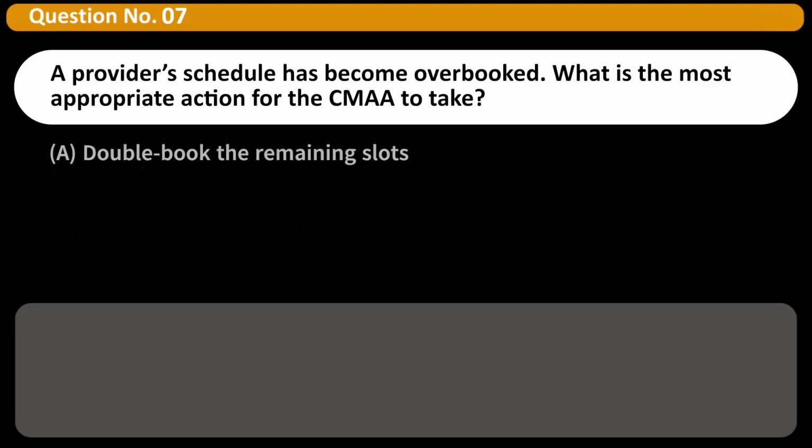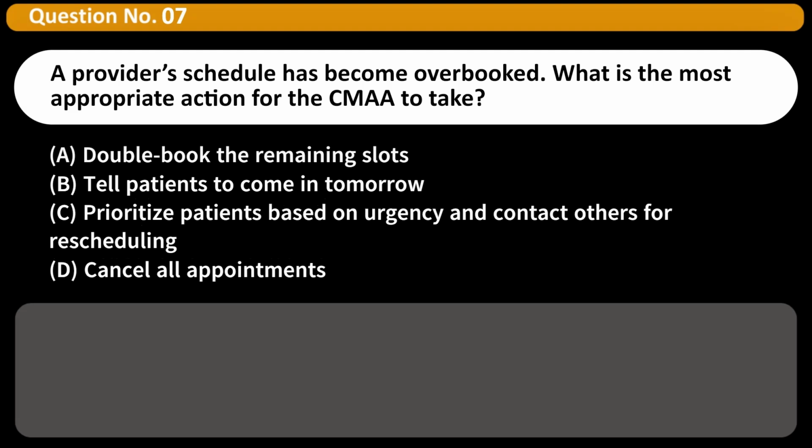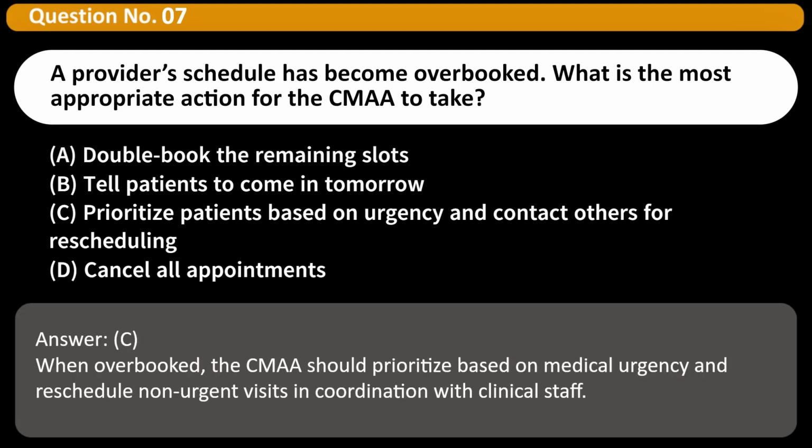A provider's schedule has become overbooked. What is the most appropriate action for the CMAA to take? A. Double book the remaining slots. B. Tell patients to come in tomorrow. C. Prioritize patients based on urgency and contact others for rescheduling. D. Cancel all appointments. Answer: C.